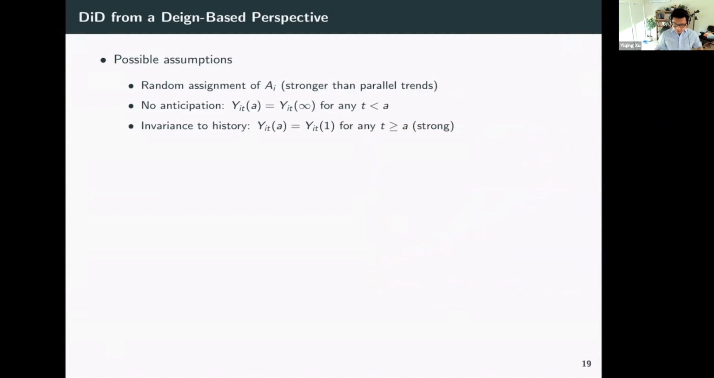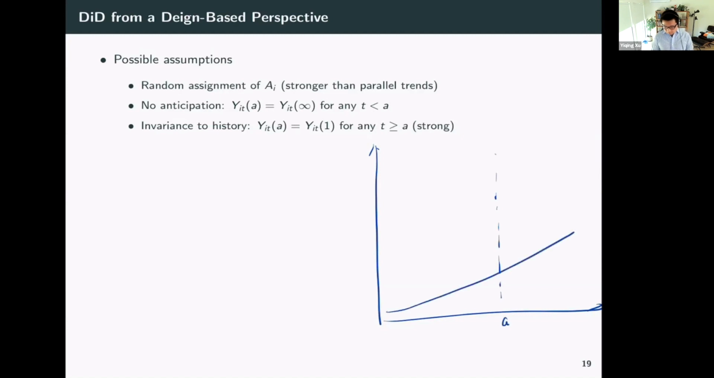This is the other side of the non-anticipation, but it's much stronger. This is to say you have infinity. Let's say this is Y_A, and then there's another one, B, using another color. Right, once you get treated, past the treatment, my level is the same. Past the treatment, my level is the same at time t. So this satisfies this invariance to history.